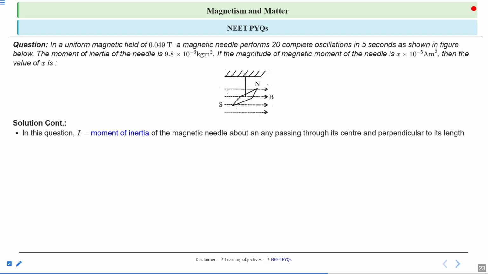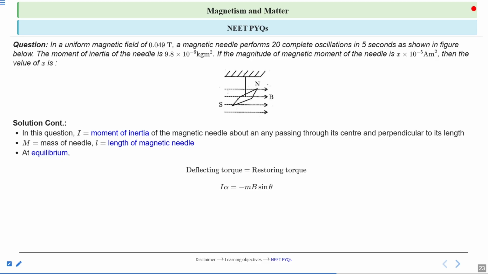So in this question, I is equal to the moment of inertia of the magnetic needle about any axis passing through its center and perpendicular to its length. M is equal to the mass of the needle, and L is equal to the length of the magnetic needle. So at equilibrium, deflecting torque is equal to restoring torque. We are deflecting the needle and the restoring torque tends to align it in the direction of the magnetic field. So what is the deflecting torque? We have seen this formula in the rotational motion chapter.